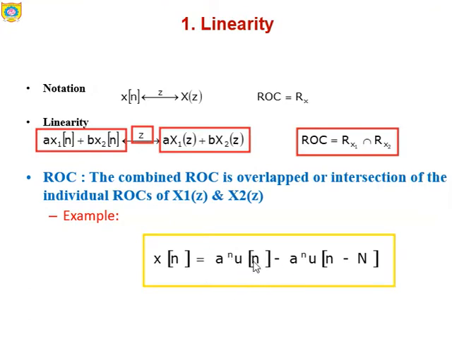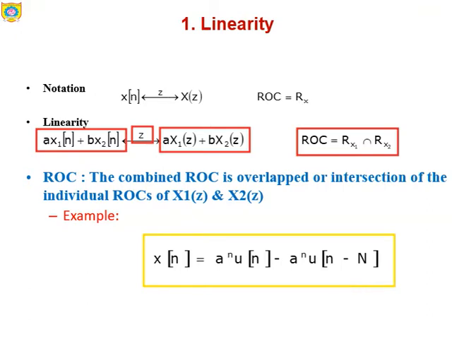For a raised to n u of n, if its ROC is, let's say, mod z greater than mod a, then we can say it is concentrated on the outer side of the circle with radius a. Similarly here, if the ROC for this left sided sequence is mod z less than mod a, obviously we will have a ring kind of fashion. Let's assume that a for this one and a for the second case are different, so the ROC will be of ring kind of fashion. This is all about the linearity property.